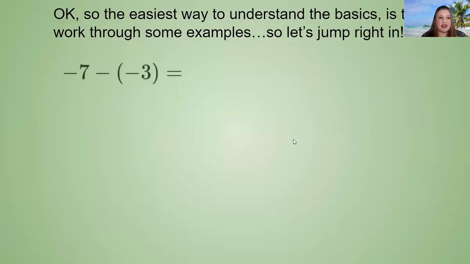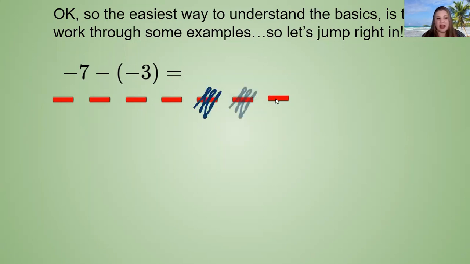Okay, let's try another one. People get mixed up sometimes with the minus in the middle. So let's try what that would look like. We have negative 7. Let's start with our representation of negative 7. So we have 7 negatives there. And then we're going to take away 3 negatives. So again, using my scribble, I take away 3 negatives. What do I have left? Negative 4. That's it. That's the answer to this problem too.